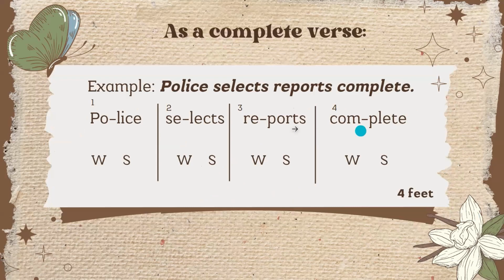Now we can see it in a complete verse. "Police selects reports complete." Now we divide it in syllables, and you can see that it is four feet. "Police," weak and strong, the first foot. "Selects," weak and strong, the second foot. The third foot, "reports," weak and strong. And the fourth foot, "complete," weak and strong.